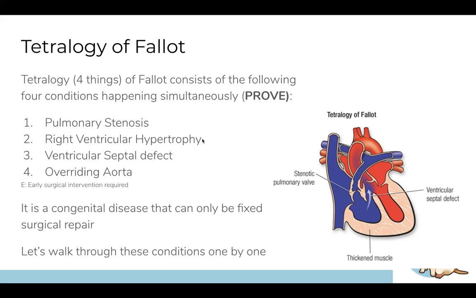Second is right ventricular hypertrophy. So as we said, the right ventricle is thick, strongest boy. Ventricular septal defect, where your septum is open, and something called an overriding aorta. All of these things I'm going to go on and explain, but as you can imagine, it's a combination of a lot of bad things. So this is a congenital disease. It can only be fixed by surgical repair. So let's go through each of these 4 things.